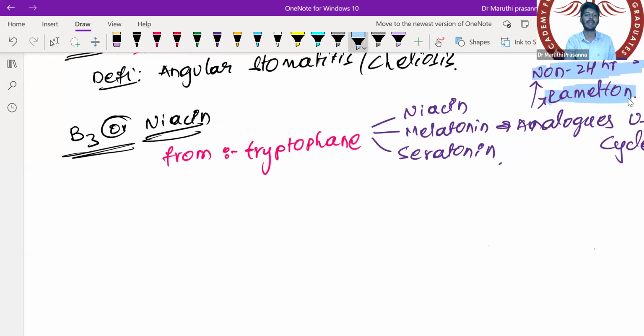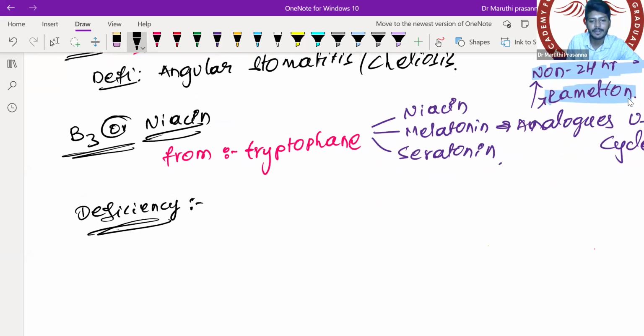Clear, everybody? Understood about niacin and tryptophan? Now, niacin deficiency leads to which disorder? Come on, quickly tell me. Niacin deficiency leads to pellagra. What is that? Pellagra. It includes dermatitis, dementia, diarrhea.